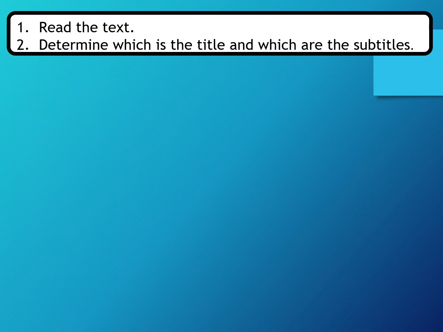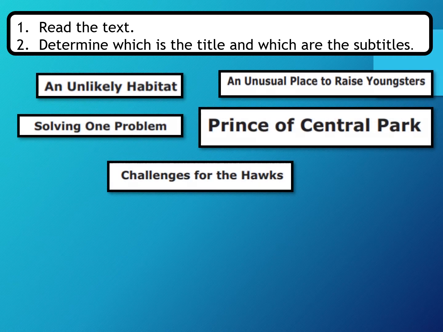I am going to show you pieces of text from an informational selection. Your job will be to, number one, read each of the text boxes, and two, determine which is the title and which are the subtitles. Are you ready? Here we go. You may pause the webinar and continue when you are ready. Remember, what you are doing is reading each of them and determining which is the title and which are the subtitles.